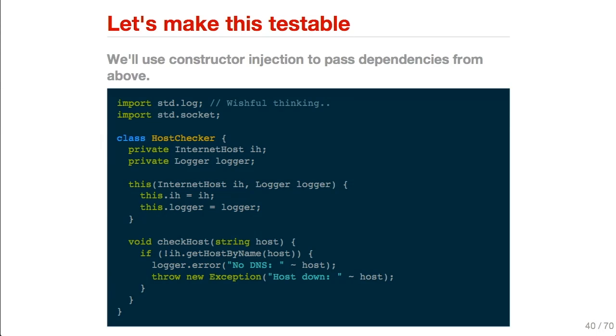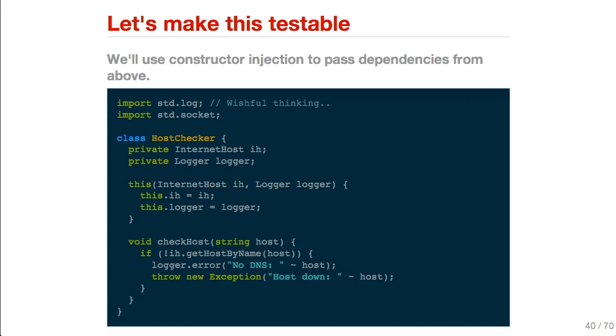So let's go on the assumption that we have a standard logging system and it has a logger class. All I've done is introduce a constructor that takes two parameters, an internet host and a logger, and it just stashes them away in member variables. Now the checkHost method is exactly the same, but instead of calling free functions, globals, or other things, it just calls methods on member variables.